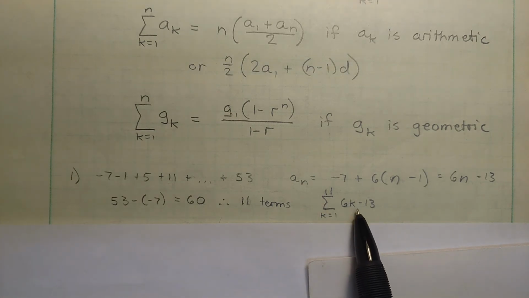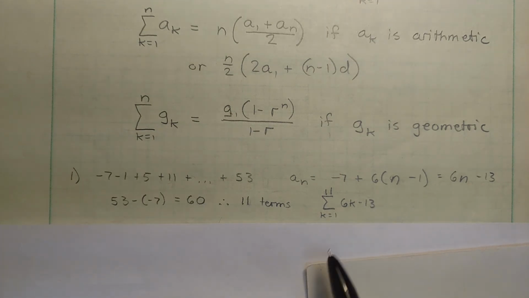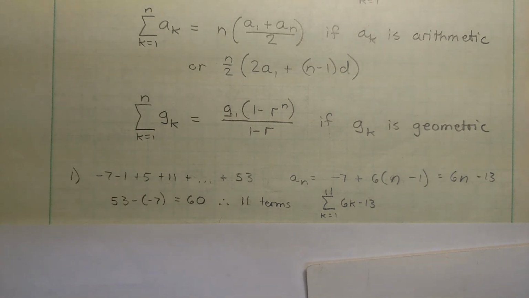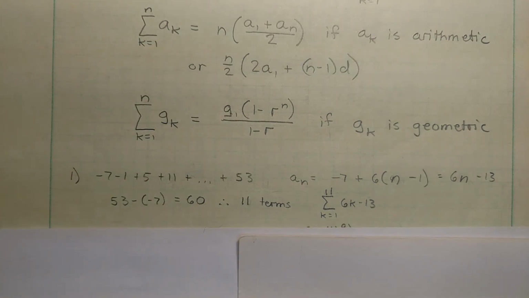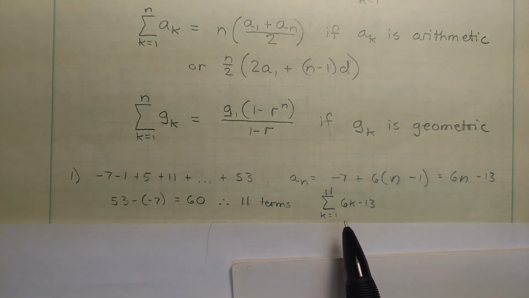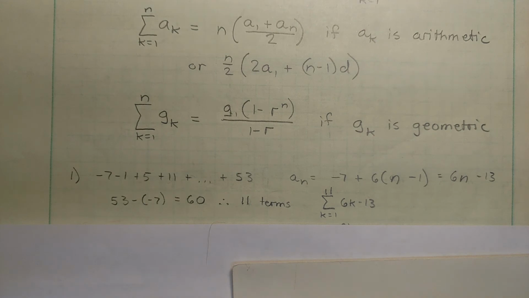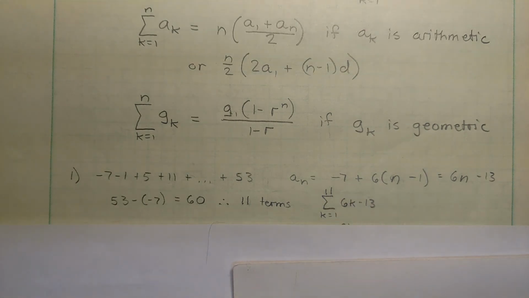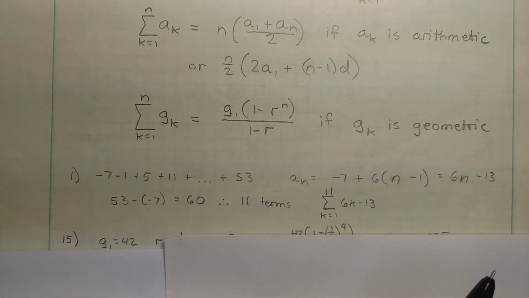And notice if I put 11 in here, for my last term I would have 66 minus 13, which is 53. So that does work for getting my last term. So I do have 11. I can always check it. Now, on this one, they didn't want me to find the sum. They just wanted me to get it in summation notation. So what I had to do is make sure I had my formula, which I found, and then my number of terms.